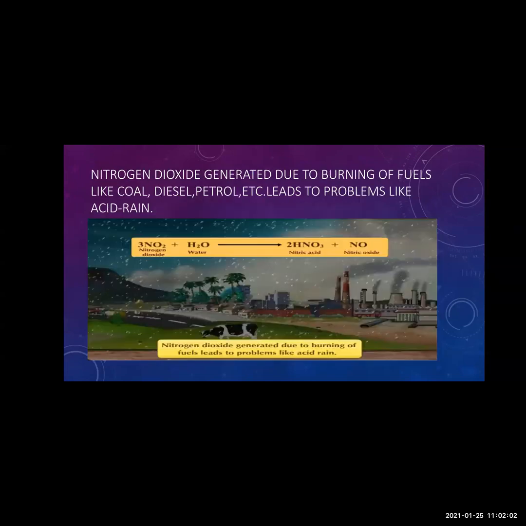Nitrogen dioxide generated due to burning of fuels like coal, diesel, petrol, etc. leads to problems like acid rain. If this rain touches our body, we can be severely affected by skin problems, and this adversely affects our health also.